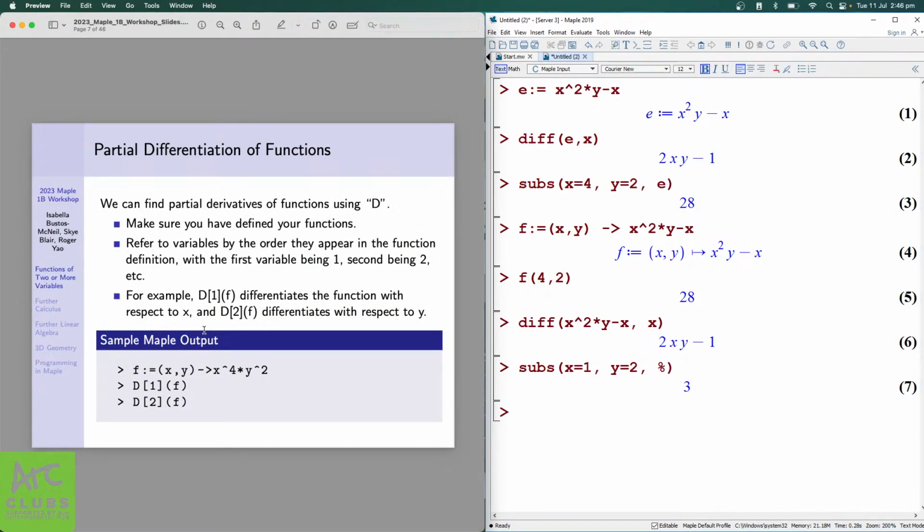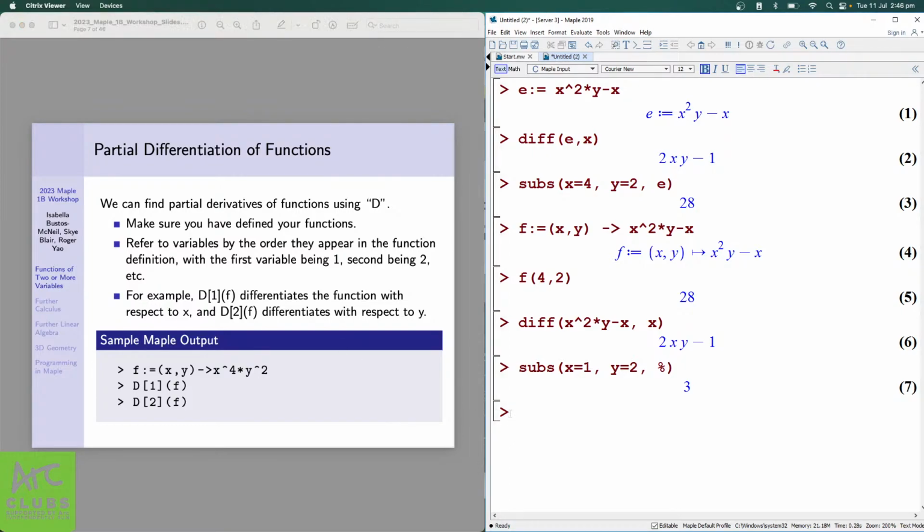We can also do partial differentiation of functions using D. First we have to make sure we define the function and then refer to the variables by the order they appear in the function. So the first variable will be 1, the second will be 2, and so on. For example, D[1](f) differentiates the function with respect to x, and D[2](f) differentiates with respect to y.